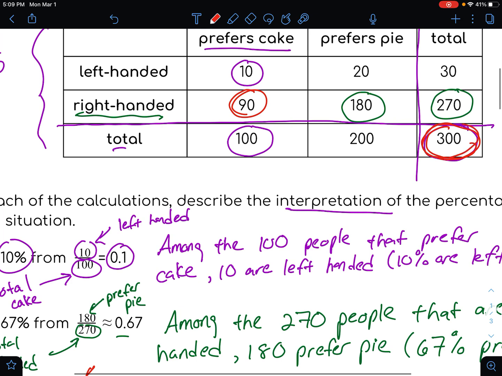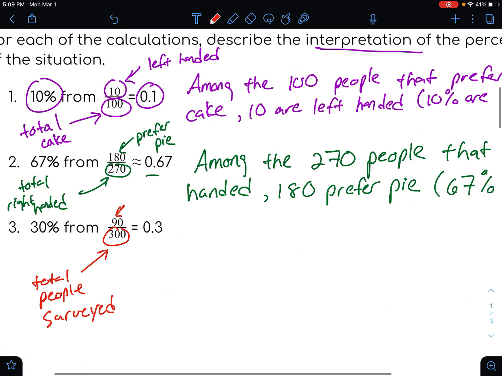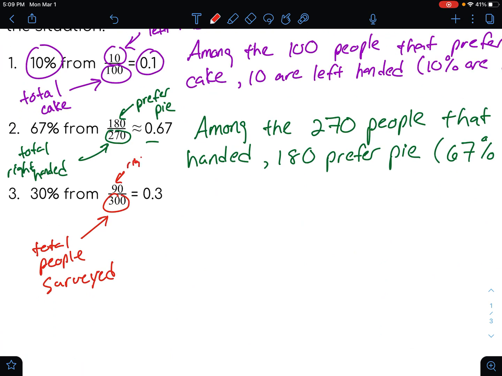Because remember, we're out of the total here. So we need to be considering where the intersection is, in this case, of the two variables that we have that are a part of that 90. Right? Because it's not just part of a row and it's not just a part of a column, it's part of the row and column because it's out of the total. So this is right-handed prefers cake. So that's a little bit more.